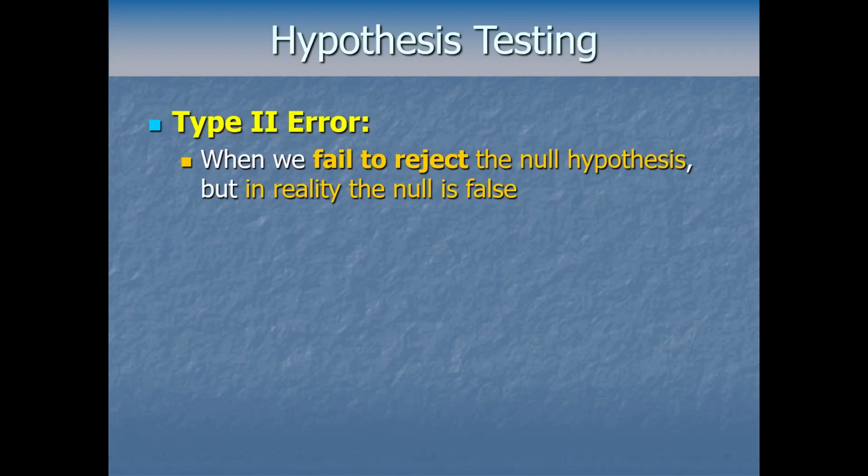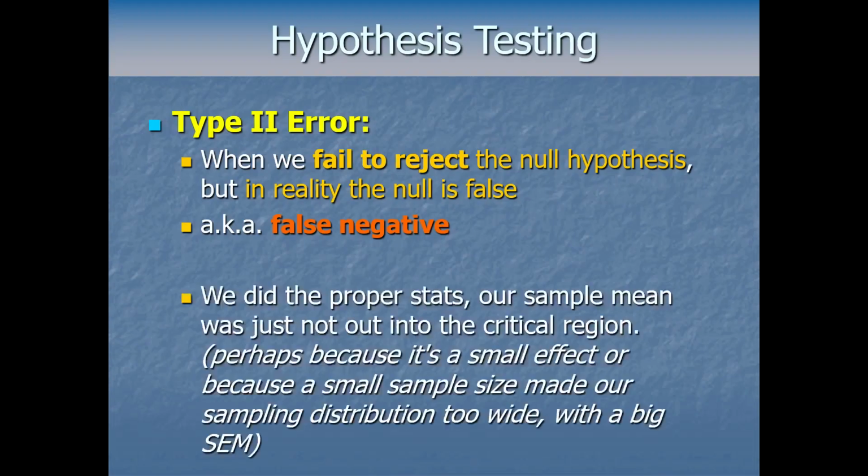So another term for type 2 error is a false negative. Because the conclusion you came to, what your stats test led you to conclude, was a sort of negative result. Like you don't think there's anything going on here based on the p-value not being low enough. But in fact, your result doesn't match reality, and there is an effect. Or another way to put it, we did the proper statistics, and our sample mean was just not far enough out to be in the critical region, so we didn't reject the null.